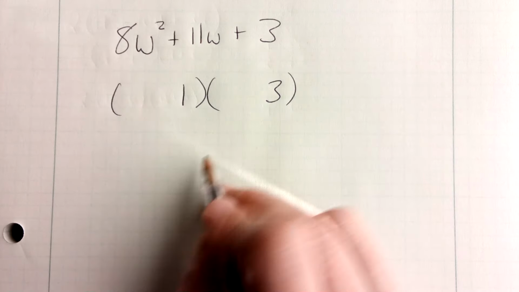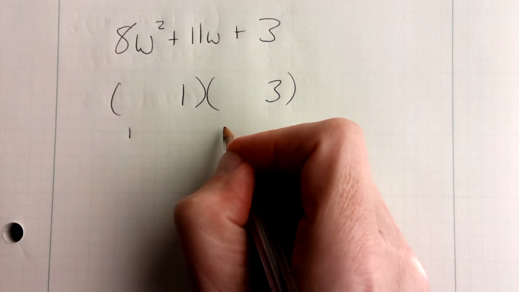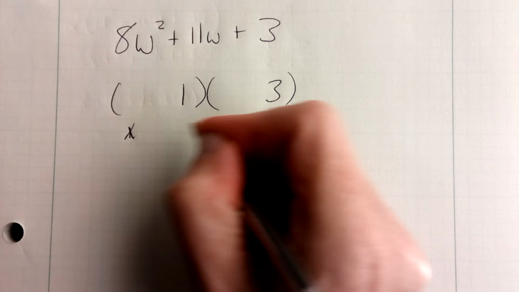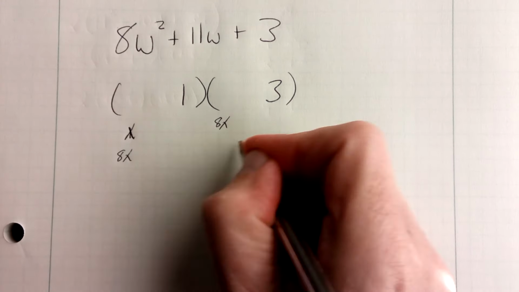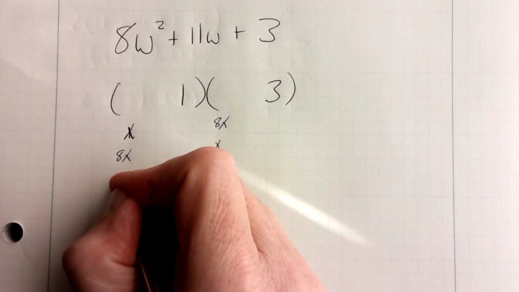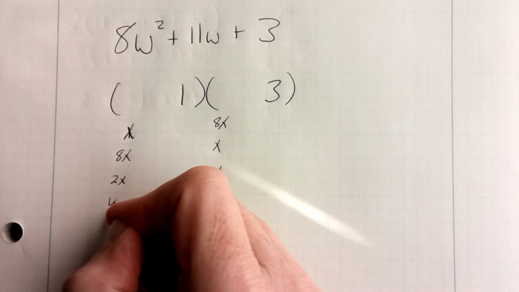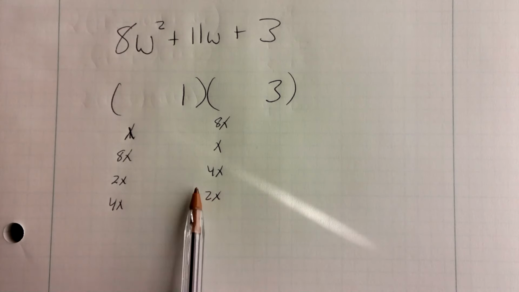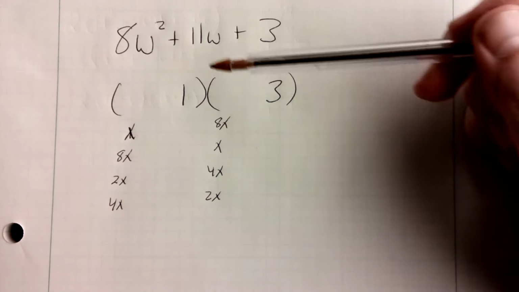And now I'm going to take that 8 and break it up into its either 1 and 8. So it'll either be a 1x and an 8x, an 8x and a 1x, a 2x and a 4x, or a 4x and a 2x. Remember, because the order might matter. So now I'm just going to keep trying them until I find a sum that gets 11 when I multiply by the 1 and the 3.